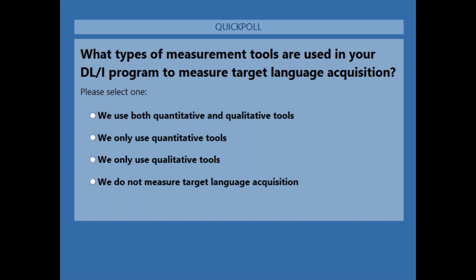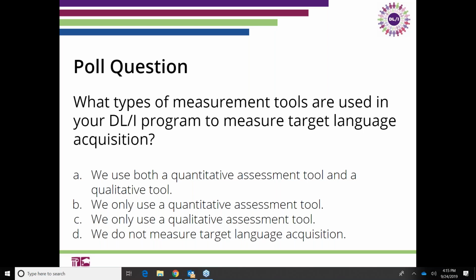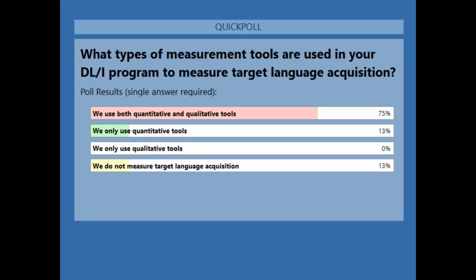Okay, looks like most people have voted. And it looks like 75% of us use both qualitative and quantitative tools. Feel free to add in the questions box any measurement tools that you use along with your district and grade level, and maybe where the assessments are used to help us build that list of assessments we were talking about with our DLI advisory board.